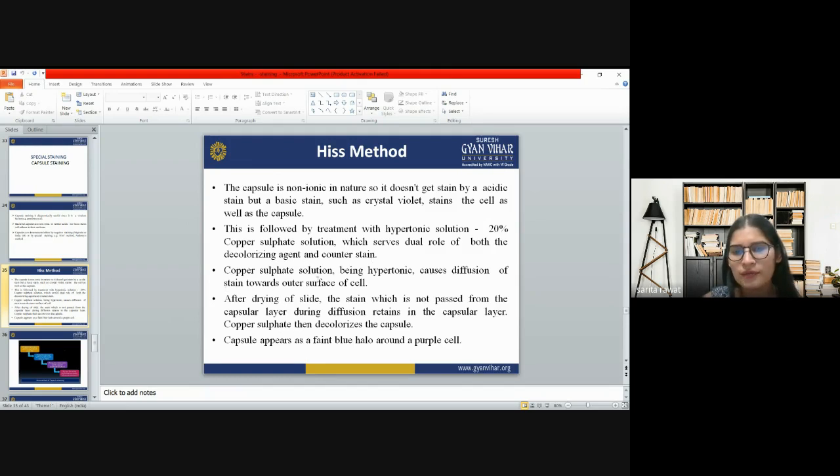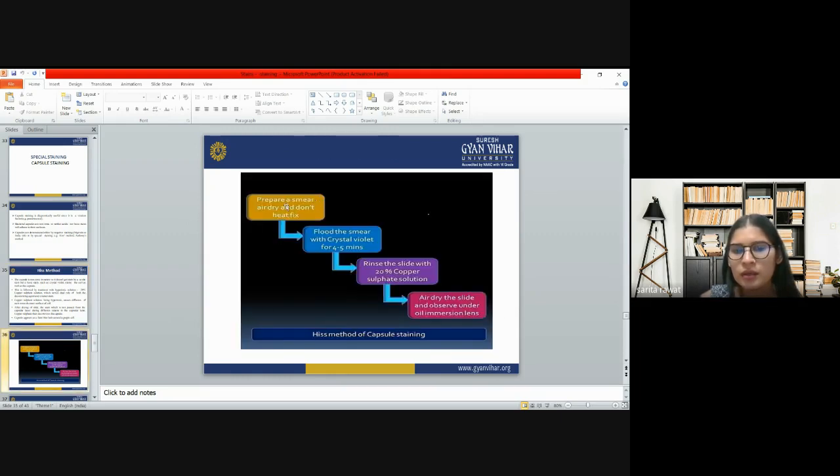Copper sulfate solution, being hypertonic, causes diffusion of the stain toward the outer surface of the cell. After dyeing the slide, the stain which has not passed from the capsule layer during diffusion is retained in the capsular layer, and copper sulfate then decolorizes the capsule. So the capsule appears as a faint blue halo around a purple cell. This is Hiss's method of capsule staining.